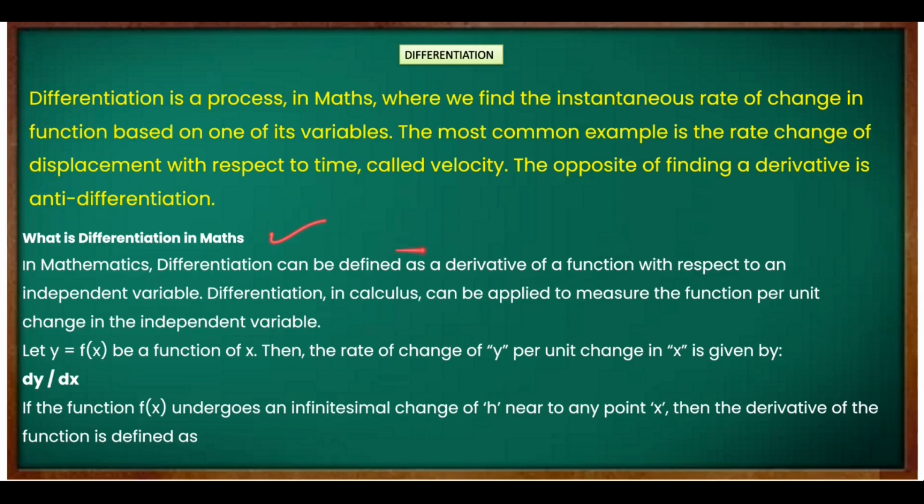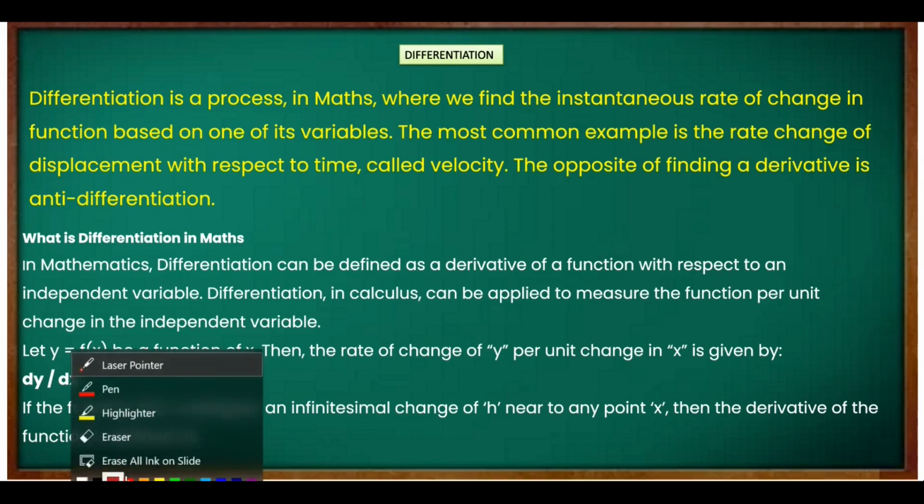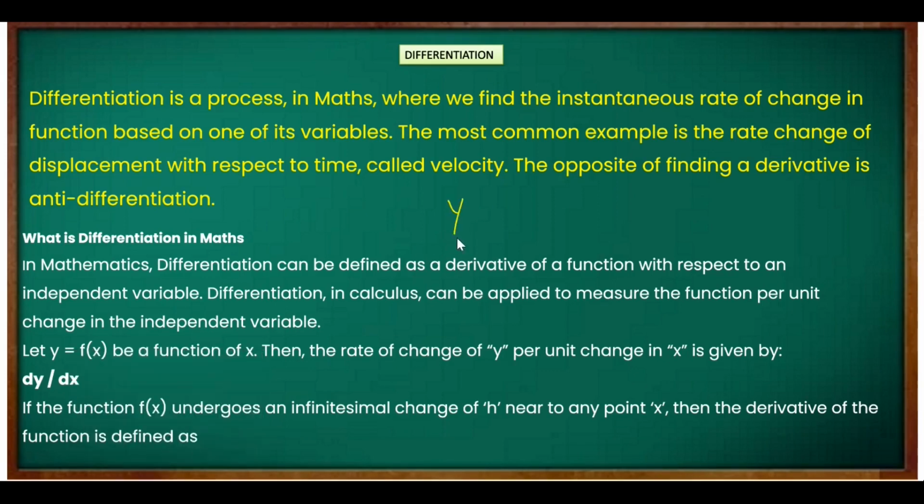Okay. So what is differentiation in maths? In mathematics, differentiation can be defined as the derivative of a function with respect to an independent variable. That's what I said. So what are dependent and independent variables? You might have studied already. Correct. See now, y is equal to x square. When you change the value of x, y equal to x square.